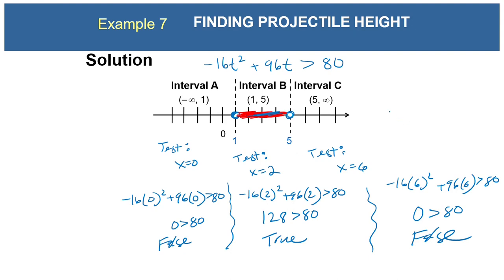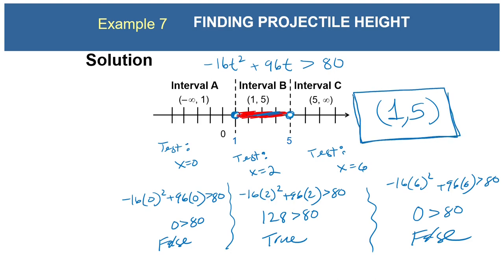So let's write down our answer. 1 to 5, parentheses around both of these, because we have open circles. So our solution is 1 to 5 in interval notation.